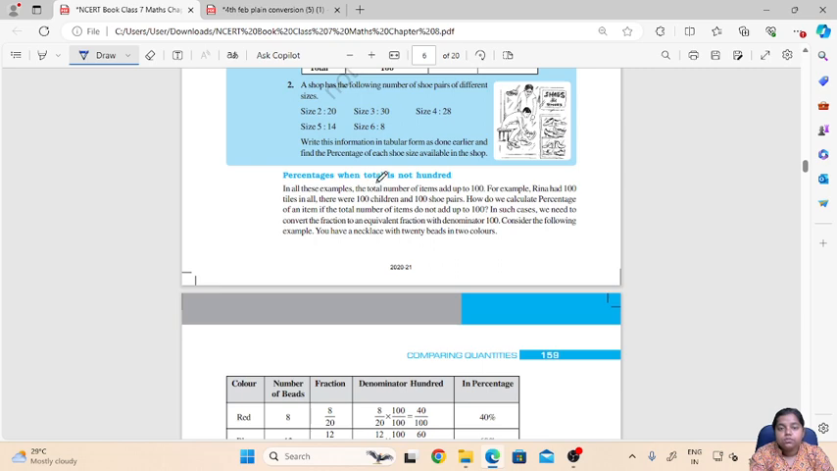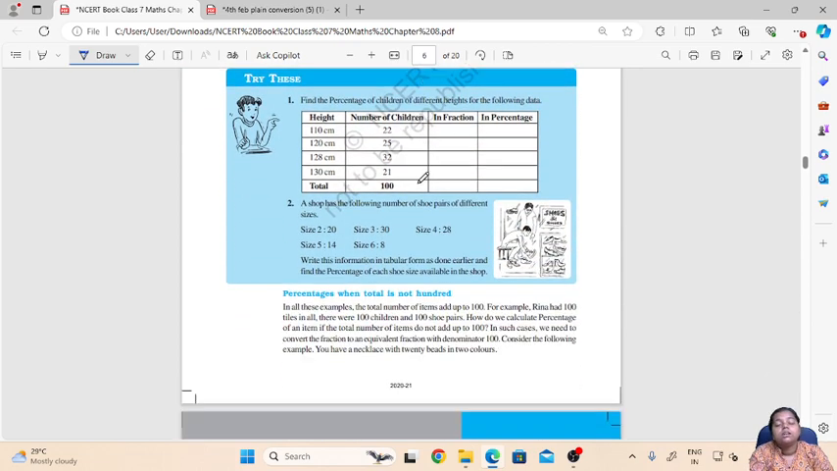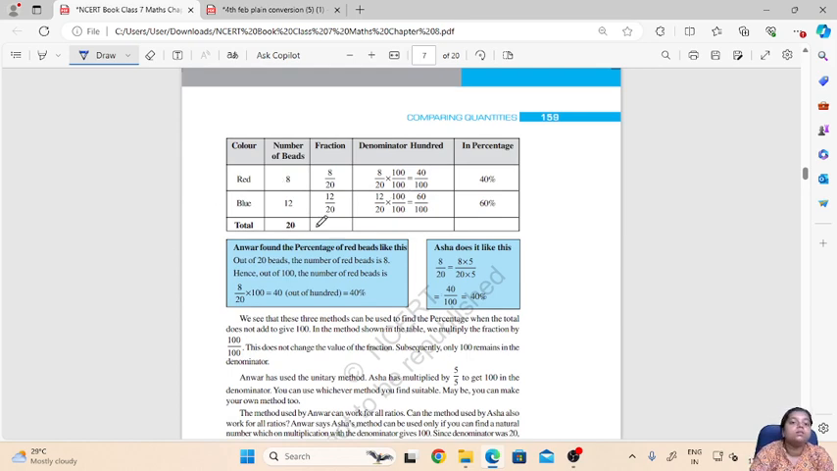In this case the total was 100, so we can directly count the percent. What if the total is not 100? For example, here they have given the number of beads and the color. Red color beads are 8, the fraction is 8 by 20, so the total is 20 and 8 are red. How do we calculate the percentage of this? We have to multiply the whole fraction by 100 upon 100.